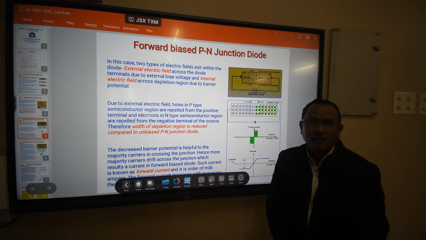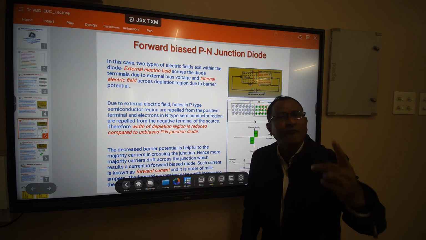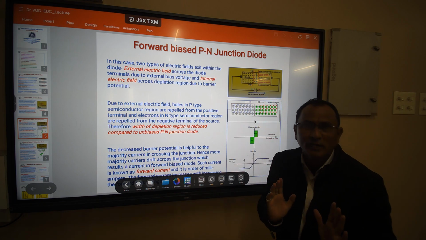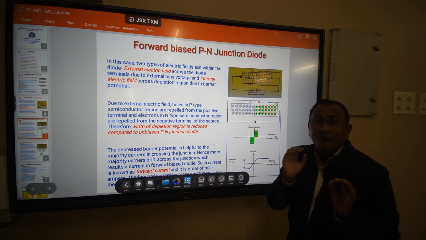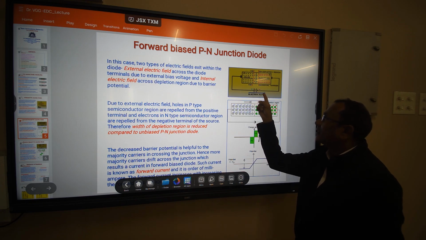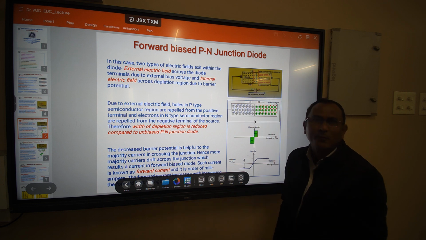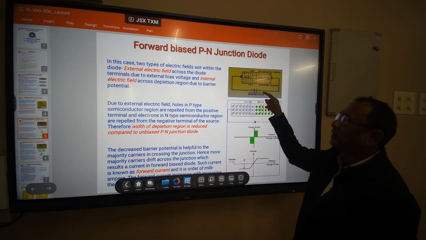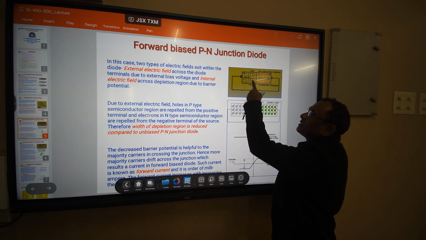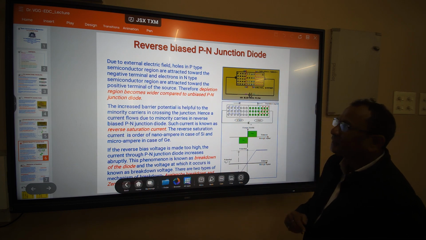Now see how the external potential is applied. External potential can be applied in two different ways. Out of that, the first way is forward biased PN junction. It means we apply an external potential which increases the strength of these charge carriers. See, positive here, negative here. P-type semiconductor is the anode. We apply the anode terminal to the positive of the battery, and the cathode terminal to the negative of the battery. It means we are providing more positive energy to these holes and more negative energy to these electrons. Isn't it?